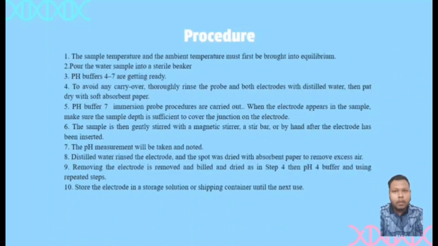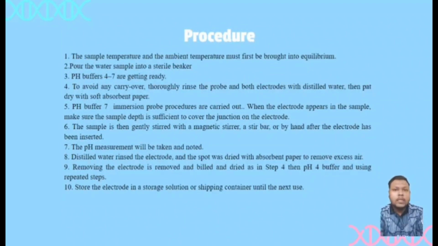For the fifth, the pH buffer 7 immersion probe procedure is carried out. When the electrode is placed in the sample, make sure the sample depth is sufficient to cover the junction on the electrode. For the sixth, the sample is gently stirred with a magnetic stirrer and stir bar or by hand after the electrode has been inserted. The pH measurement will be taken and noted.